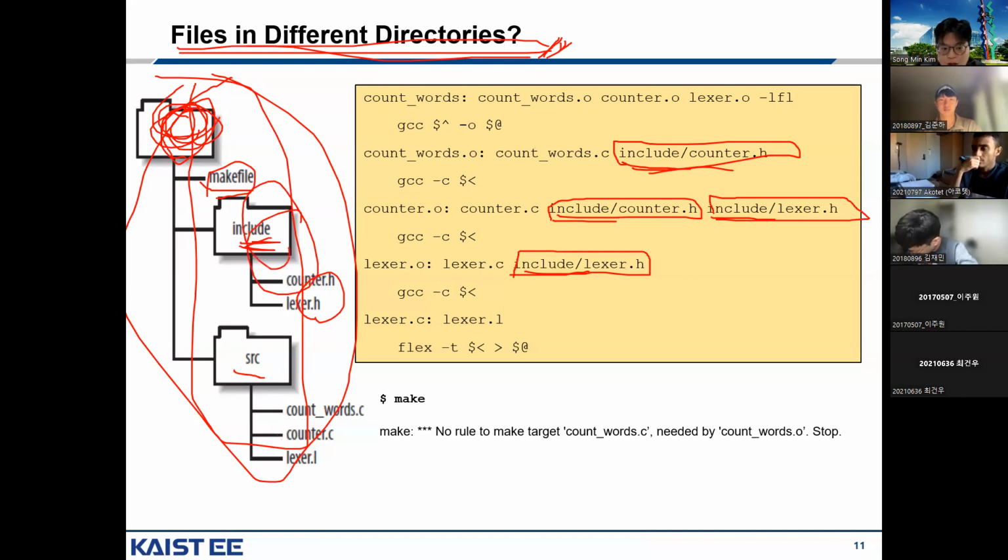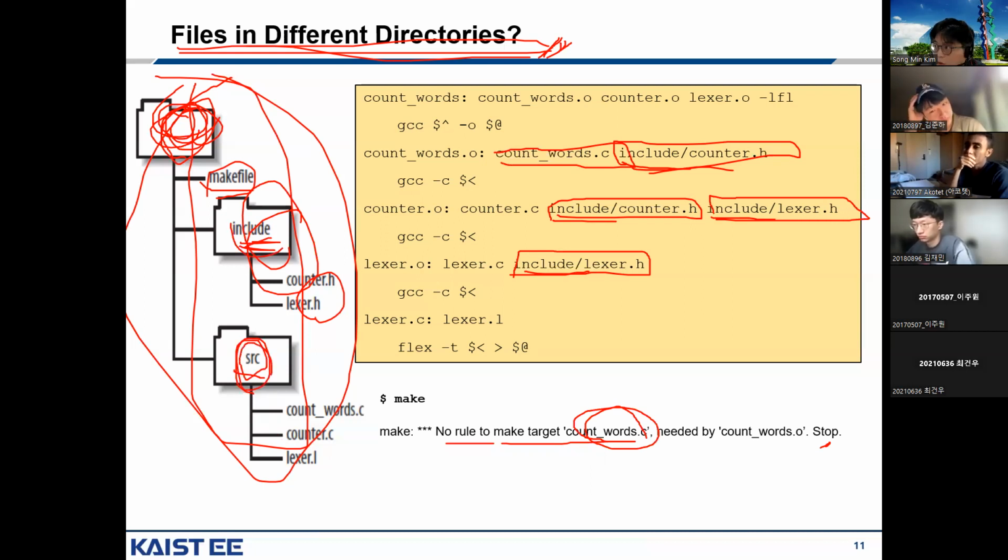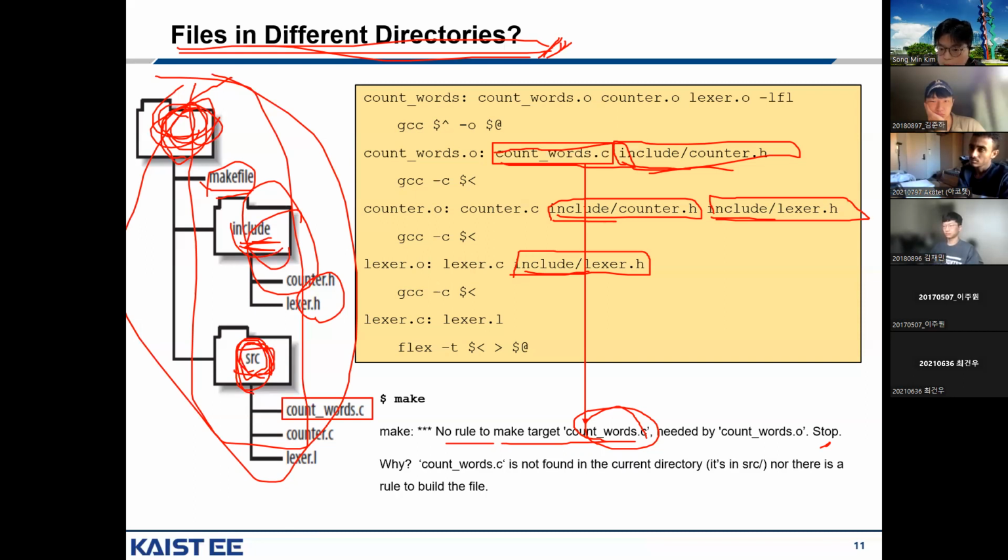Okay, will this work? No. This will spit out an error saying there's no rule to make target count_word.c, because count_word.c is under the folder source. However, this is not indicated, right? So the problem becomes how do you do this? Of course, we can just put source here, and this will work, right?